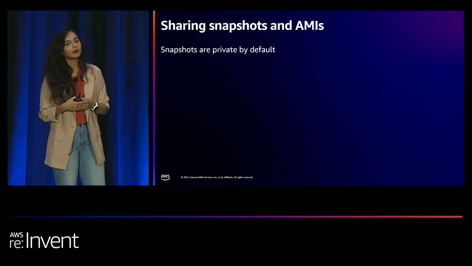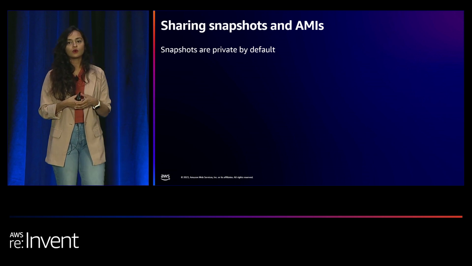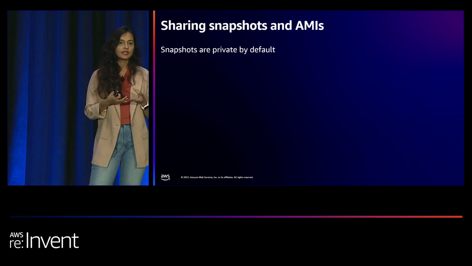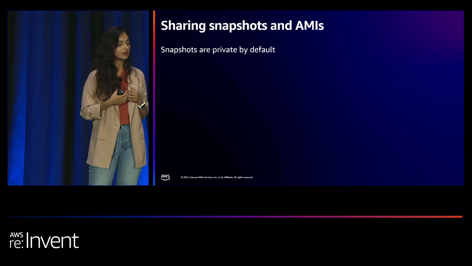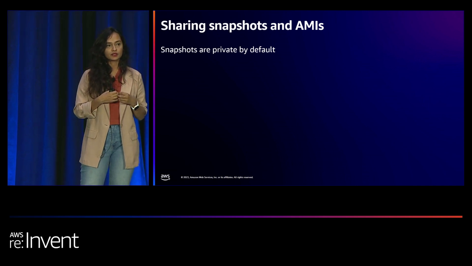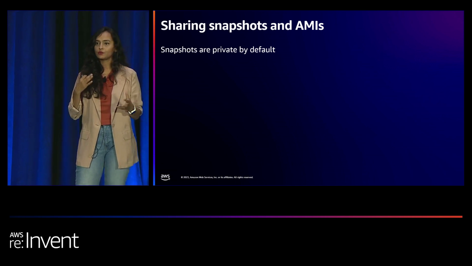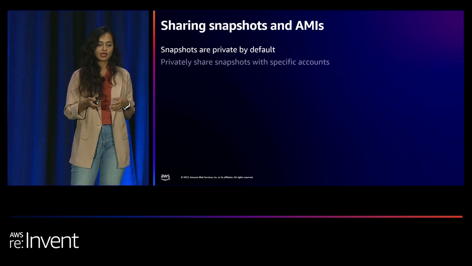Now we're going to talk about sharing and permissions as they pertain to EBS snapshots. One thing to know about EBS snapshots is that when you create an EBS snapshot, it is private by default. What we mean by that is that it is visible and usable within the account, and to the users of that account. So if you want another account to have access to it, you are going to have to modify permissions and share it with specific accounts. And this is private sharing.